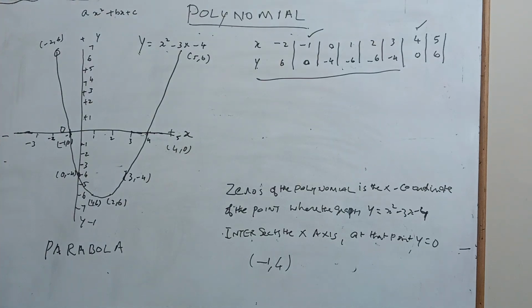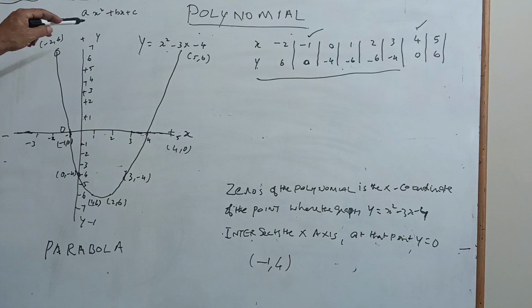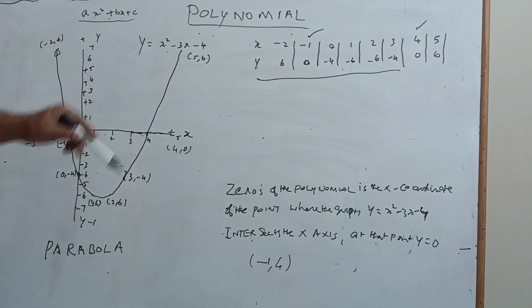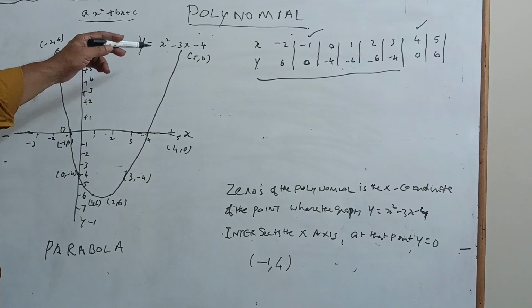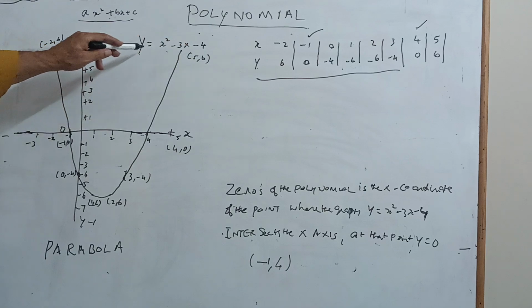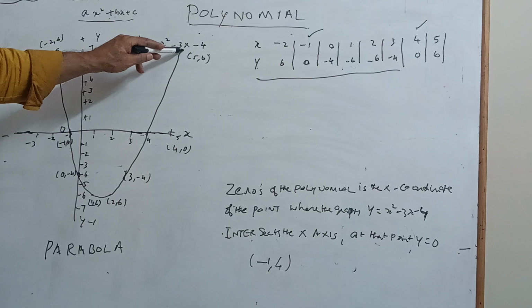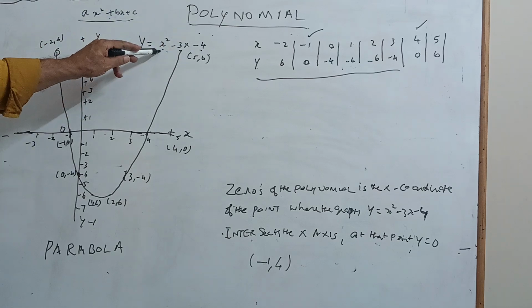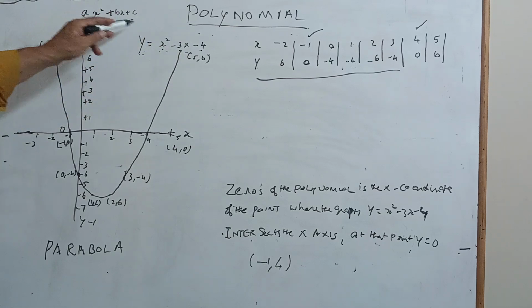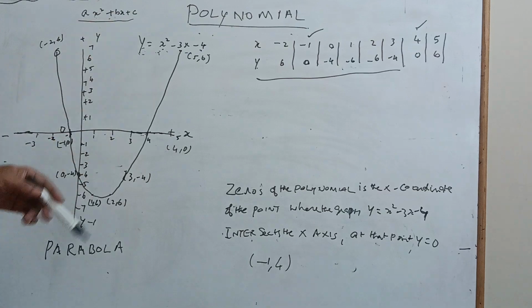Now see, this is of the second degree equation, ax squared plus bx plus c. Now I have taken this graph, that is y equal to x squared minus 3x minus 4. It is also the same second degree. Just for comparison I have written. So this is the equation. We are going to solve this equation now.